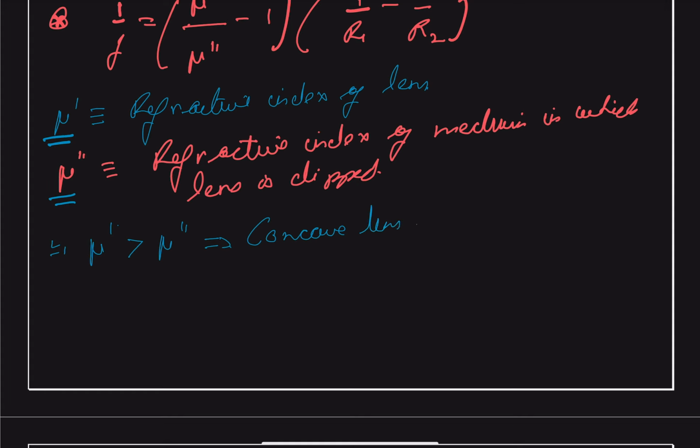concave lens behaves as a divergent and convex behaves as a convergent.